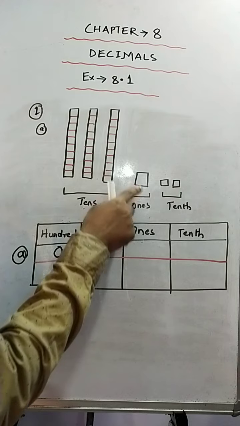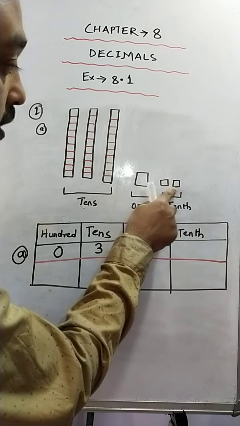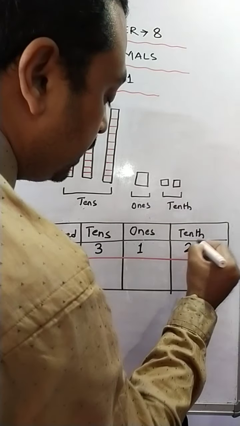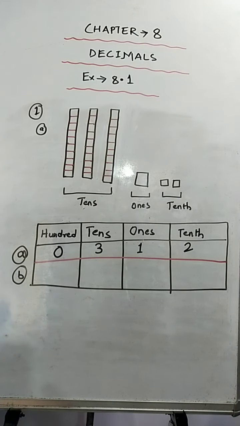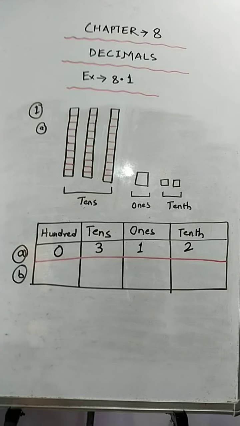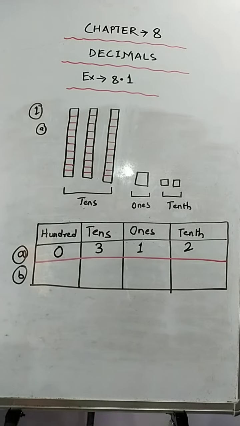How many ones are given? Only 1. So we will write 1. And how many tenth are given? 2. Isn't it? 2. So we will write 2. Very, very easy. Okay. The same way we will do question number B also. Just a minute, students.